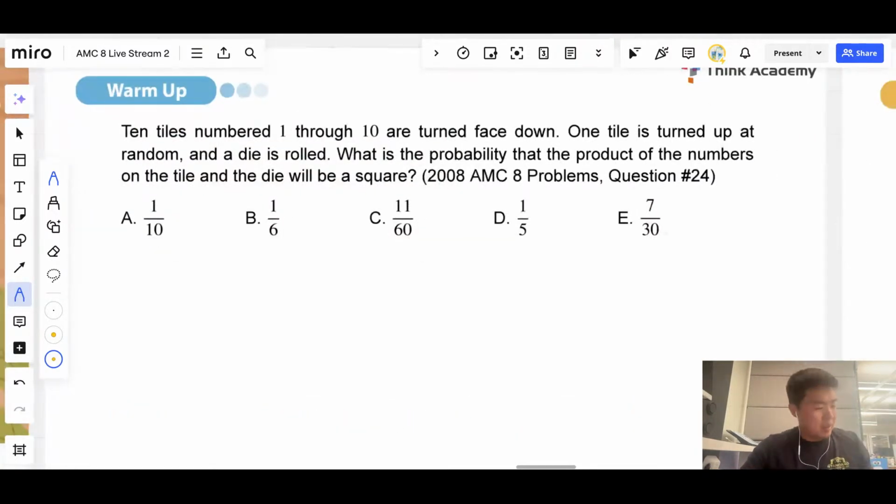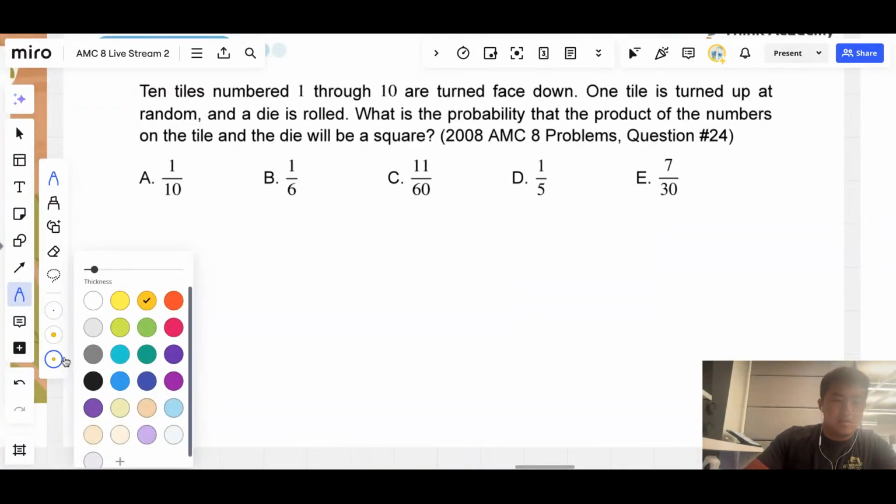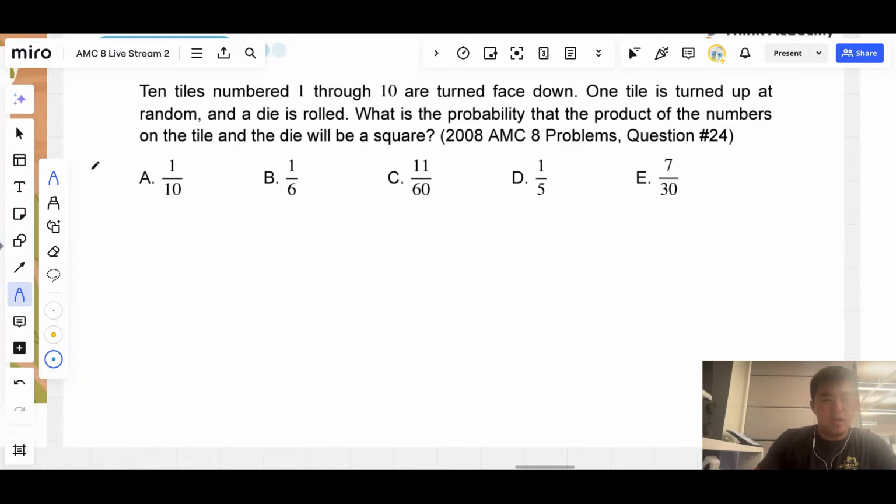Now let's get back to the problem solving session. I think that's our third problem, right? So for the third problem, we have the condition that there are 10 tiles numbered 1 to 10. Let me change my pen's color to blue. So there are 10 tiles, numbered 1 to 10. They are turned face down, right? So one tile is turned up at random, and a die is rolled. We are assuming this is a fair die with 1 to 6 on its sides. What's the probability that the product of the numbers on the tile and the die will be a square?